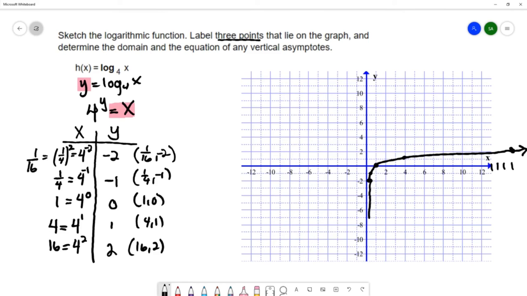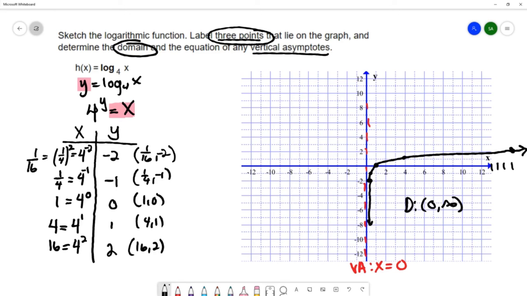Our graph would go down to negative infinity. This logarithmic function will have a vertical asymptote that sits right on top of the y-axis, the vertical line x equals 0. You'll also notice that the graph is only showing up to the right of the y-axis. Logarithmic functions can only accept positive values inside of the log. And so we have a domain of 0 to infinity for this logarithmic function. So we have a graph where we've labeled 3 points, we've determined the domain, and we've determined the vertical asymptote for this log function.